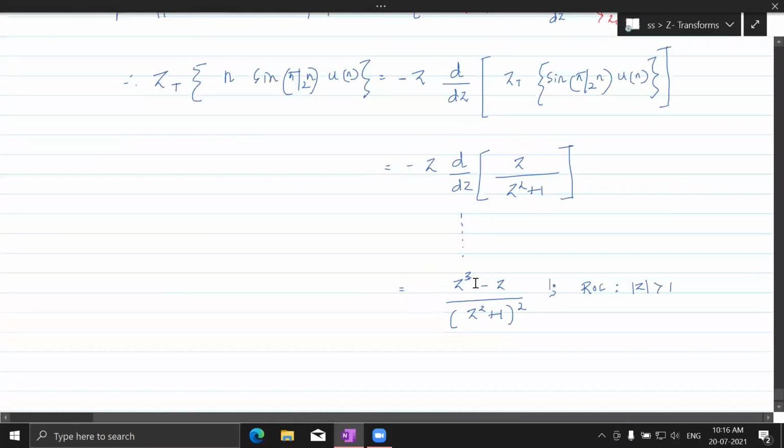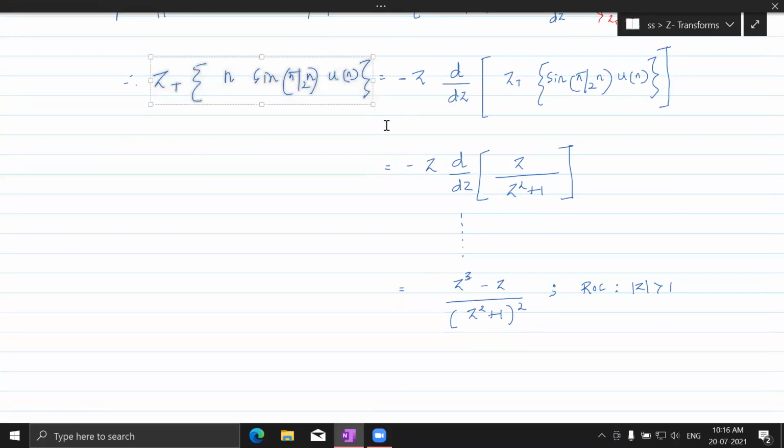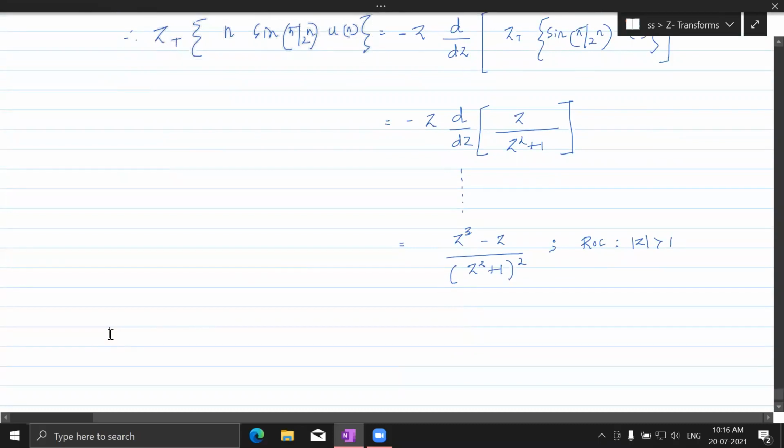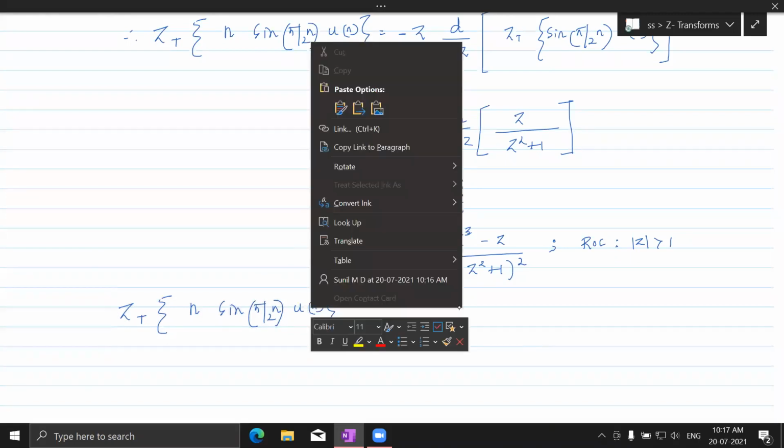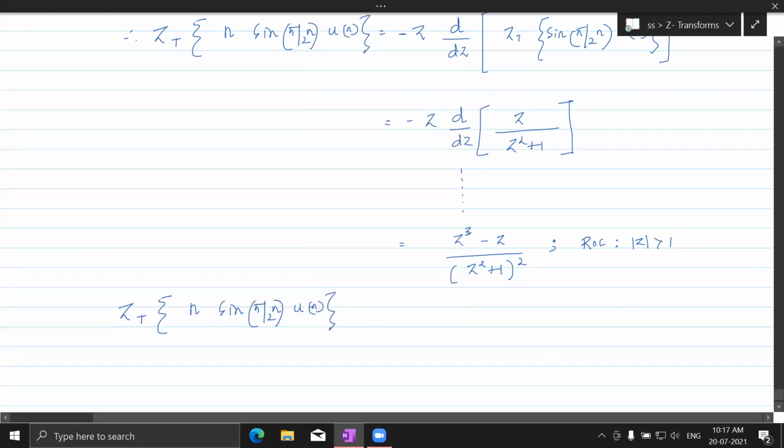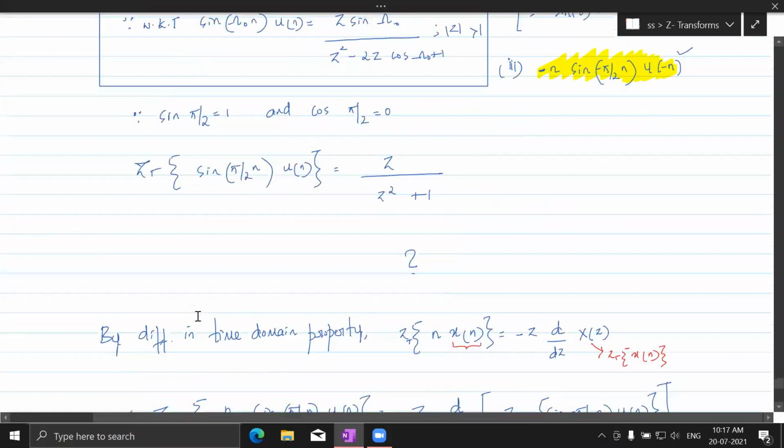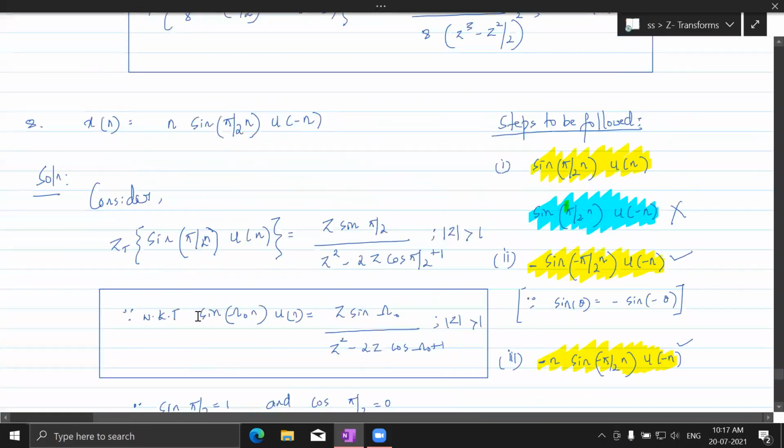Understand that? So now what we need to do is this. Here, we can bring in a minus. If you bring in a minus here, it is the time reversal property, right? So let's bring in a minus here. This minus would come here. That is what is shown here. This is what we are trying to get now.